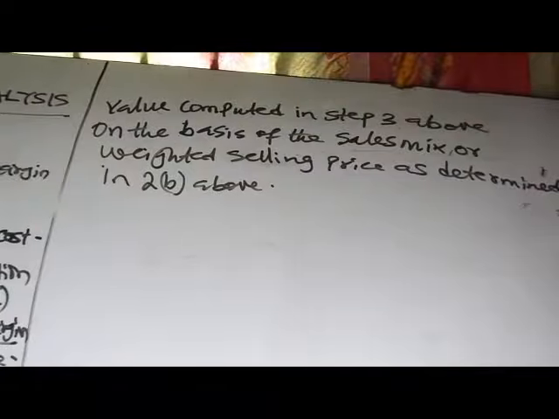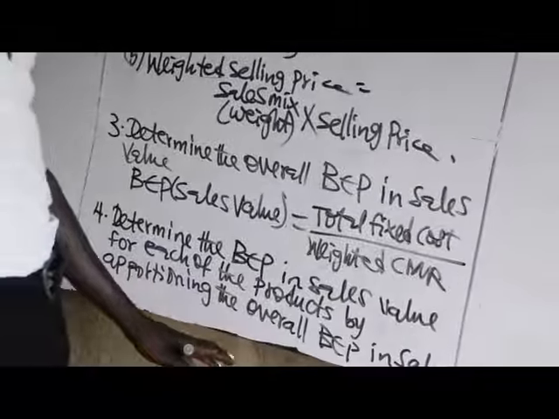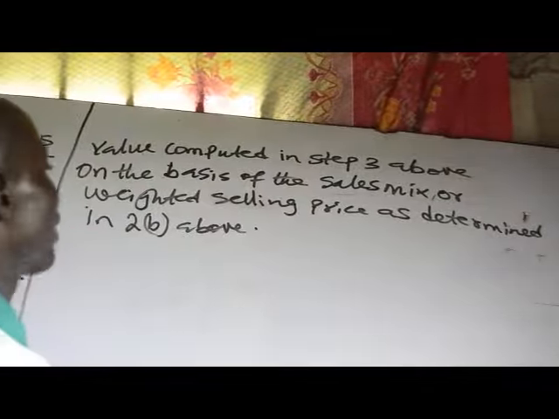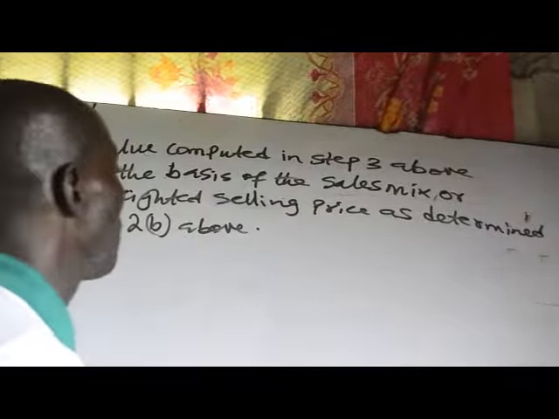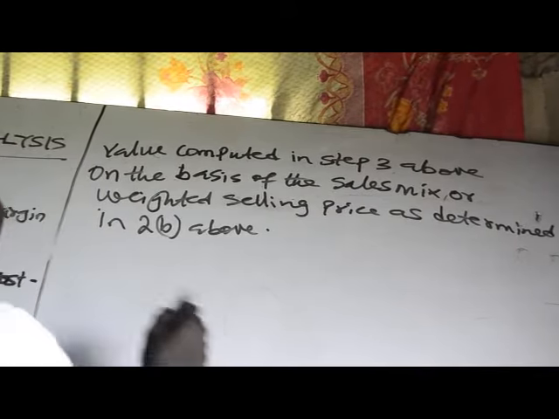That is step 4. That is, you determine the break-even point in sales value for each of the products by apportioning the overall BP in sales value computed in step 3 above on the basis of the sales mix or weighted selling price as determined in step 2B above.